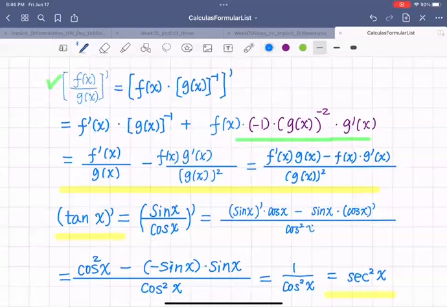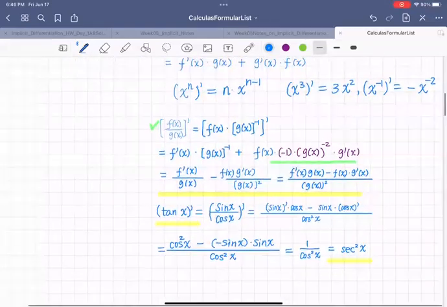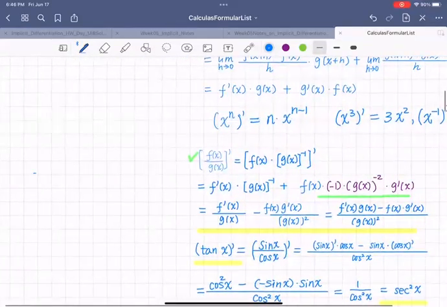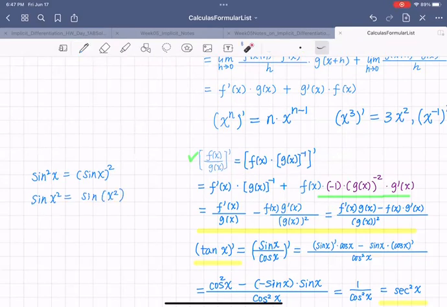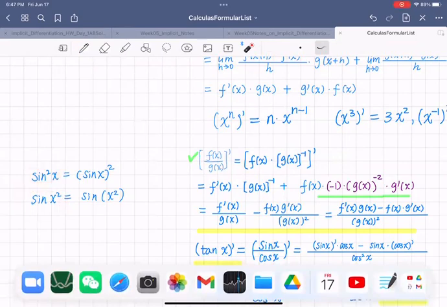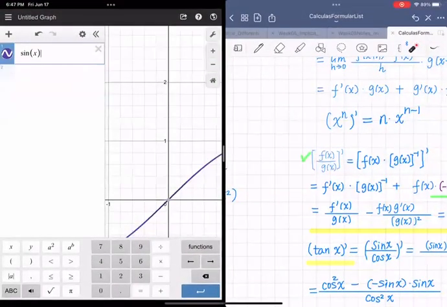Let me talk about this. Sine squared x is the same as do the sine first, do the square second. But if you write sine of x squared, this is saying you do the x squared first, and then you do the sine. These two are totally different. Don't mess up here, and their graphing is totally different.